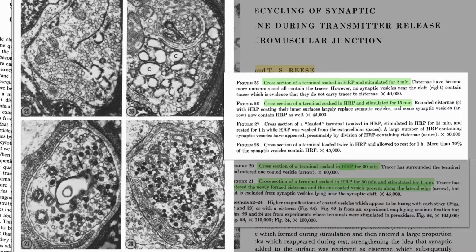The pictures are not too different from the previous experiments, except for the fact that there are more endosomes and vesicles filled with HRP. Now, it gets more interesting at figure 27, where Reese and Heuser stimulated the terminal for 15 minutes, rested it for 1 hour, and washed the extracellular space of any HRP. As you can see, a large number of HRP vesicles now appear in the terminal. As they say, these vesicles presumably come from endosomes.